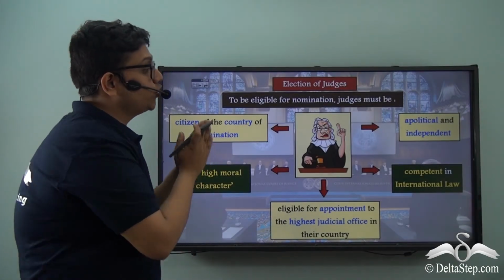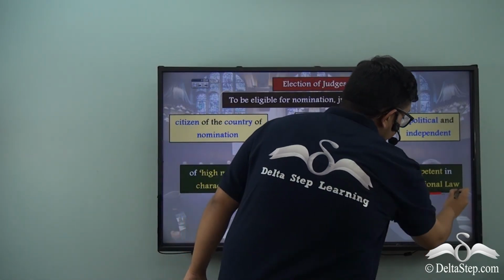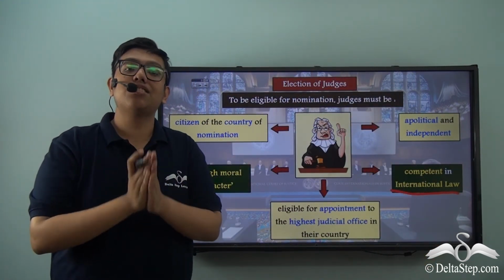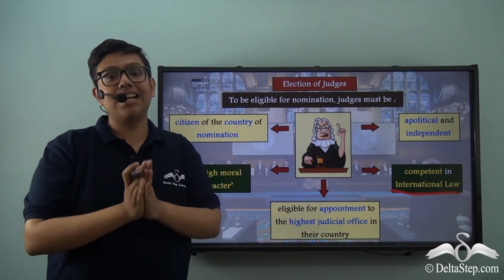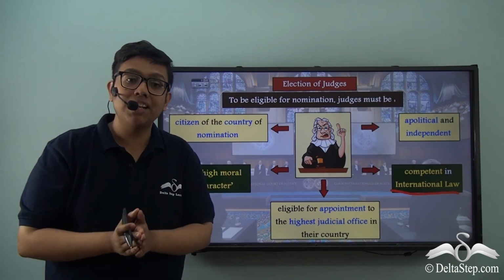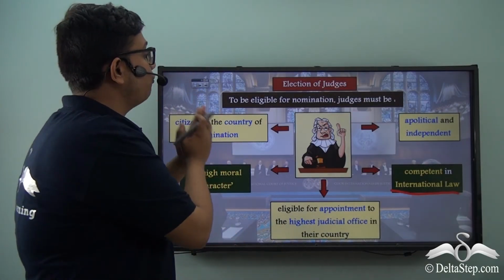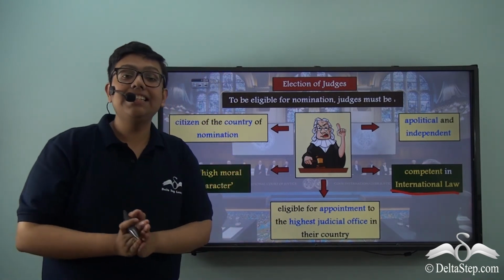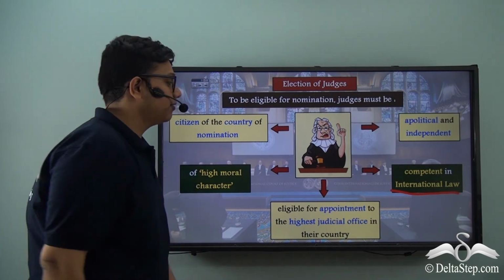Now, finally, these nominees also need to be competent in international law, as the law of nations often differs from international law. Therefore, they must be able to interpret and also practice international law and must have some history in dealing with international law. So these are the criteria that need to be fulfilled so that a judge can be eligible for nomination and then can eventually be elected to the International Court of Justice.